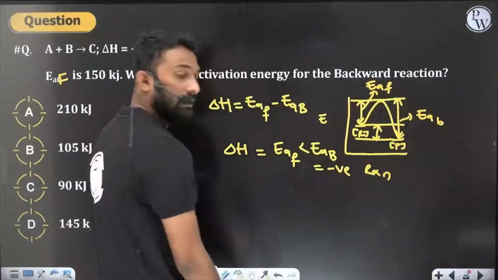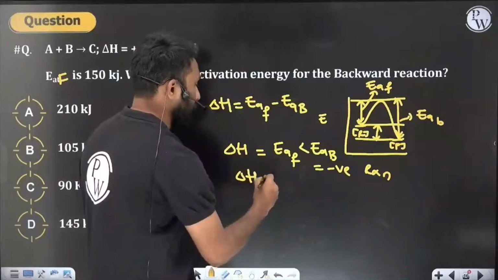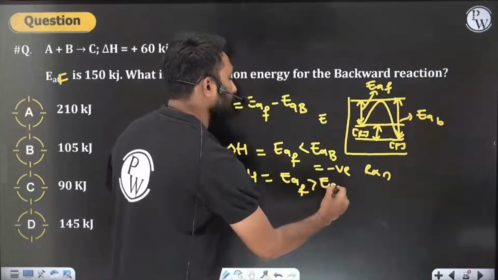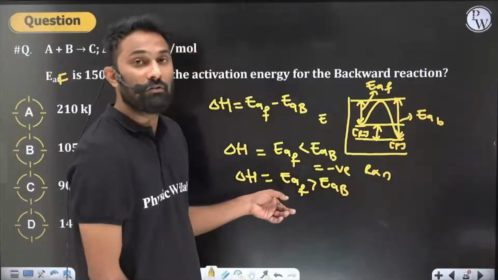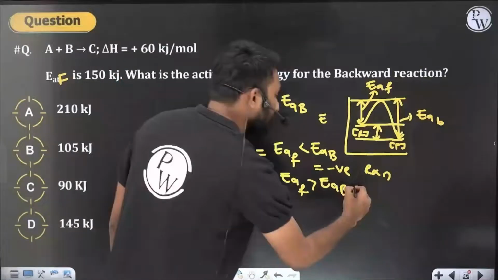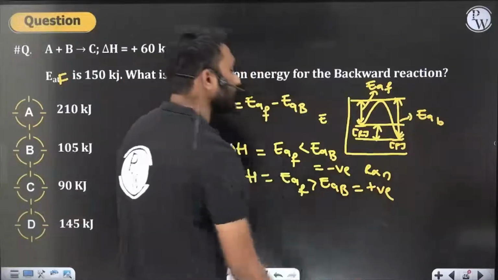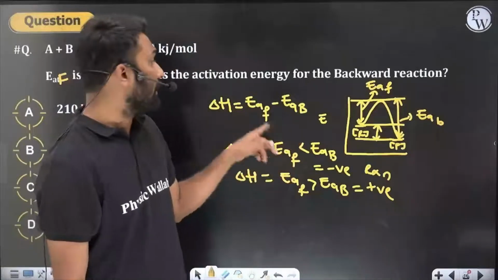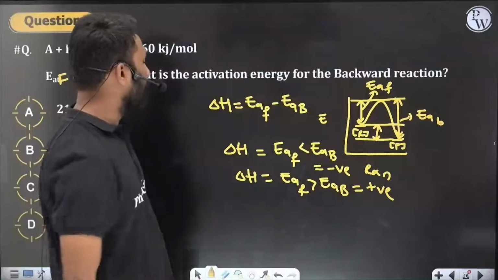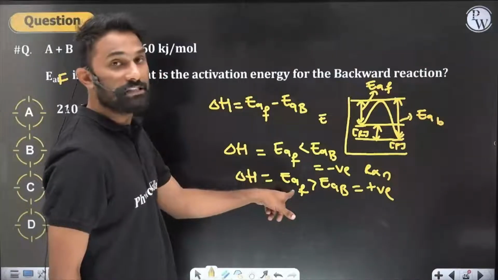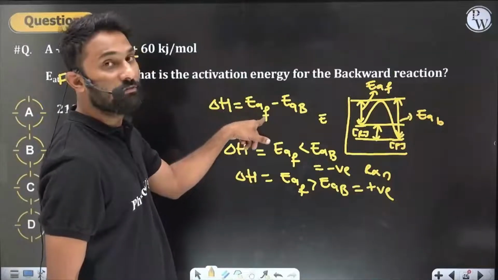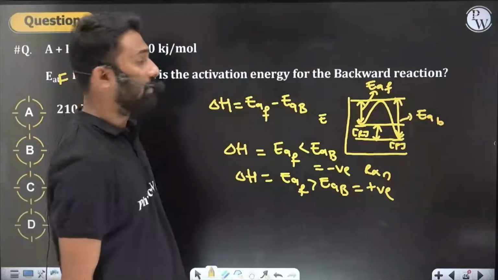Delta H will be negative. If the activation energy of the forward reaction is more than the activation energy of the backward reaction, then delta H will be positive. Delta H will be positive. Okay, look here: delta H is positive means the activation energy of the forward reaction is high. Now delta H is equal to activation energy of forward reaction minus activation energy of the backward reaction.